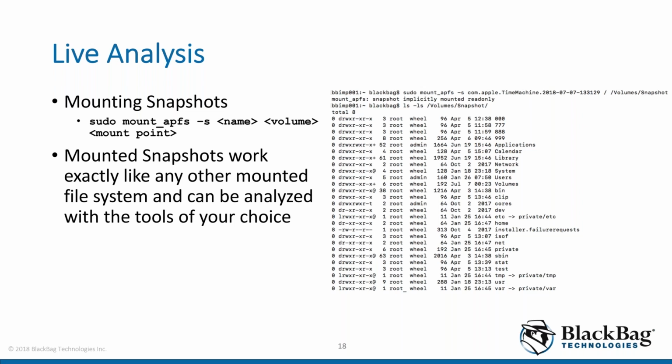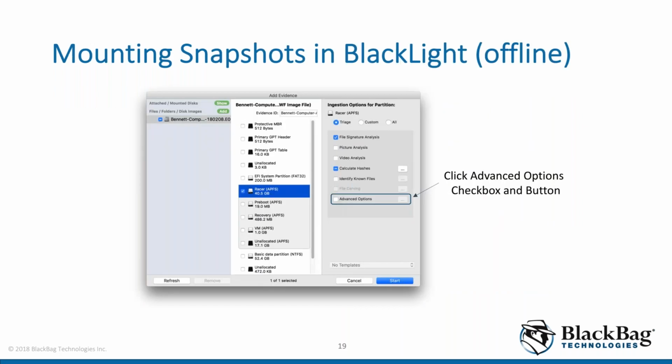And we have an example here on the right-hand side where I'm mounting a snapshot from July 7th, and I'm mounting it in a volume/snapshot directory. And then you can just list that directory. You can use any tool you'd like. So that's how you analyze these things on a live system if you don't have any tools on hand. How do we do it offline?